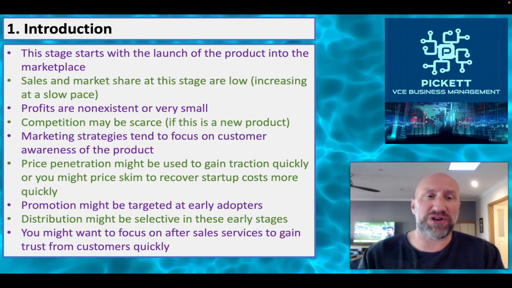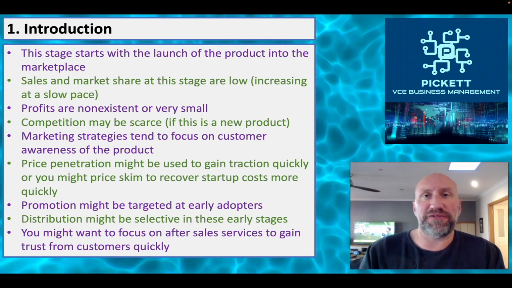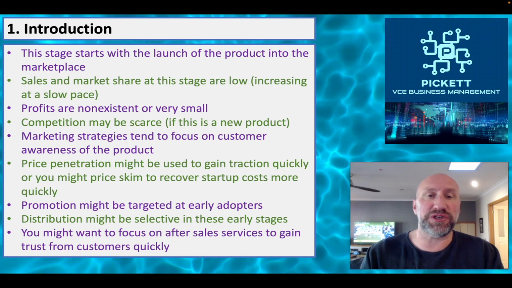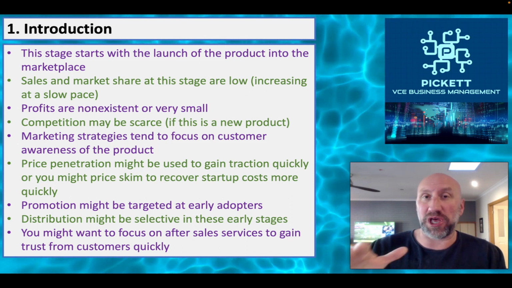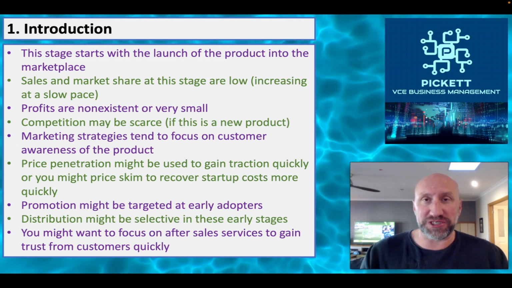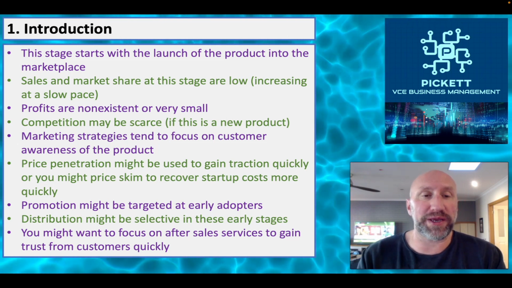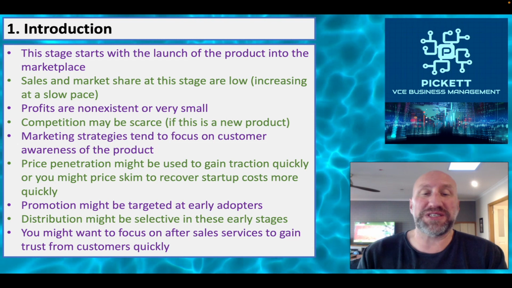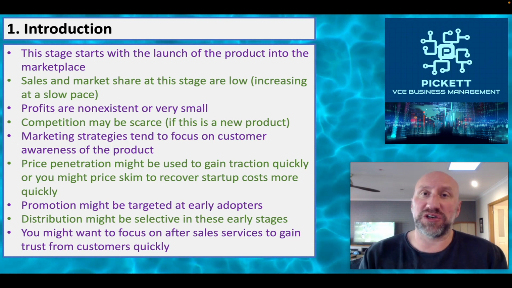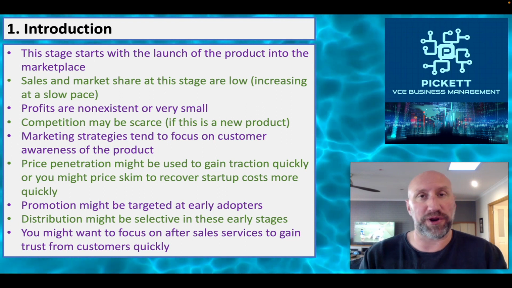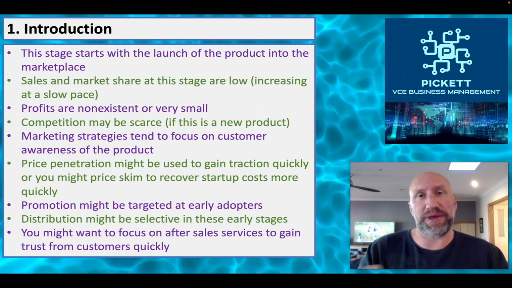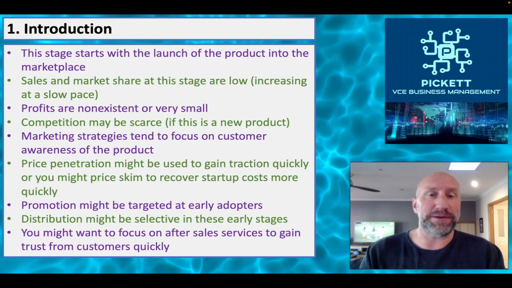In terms of pricing strategies, you've got a few options. You might go price penetration to gain traction really quickly. In other words, a low price initially, just to get those customers on board real quick. Or you might decide to price skim to recover more quickly those startup costs that you probably incurred in the setting up of the business and the development of the product. So it depends on your strategy there.